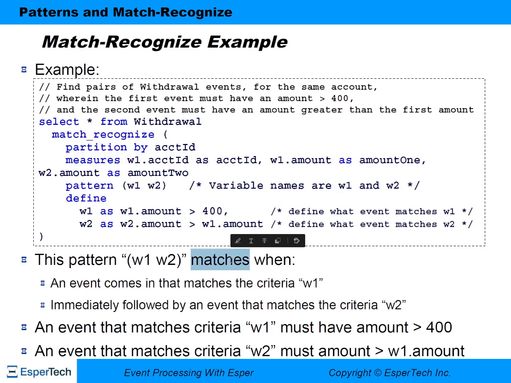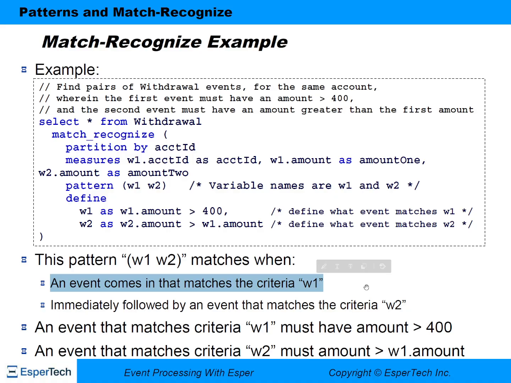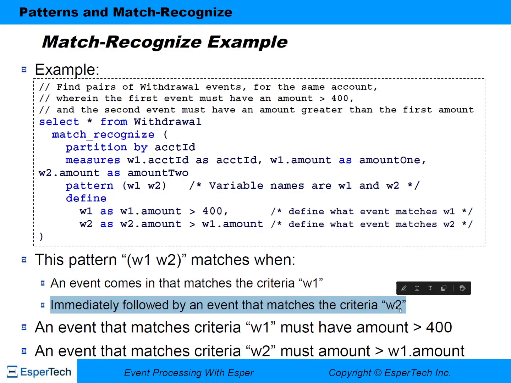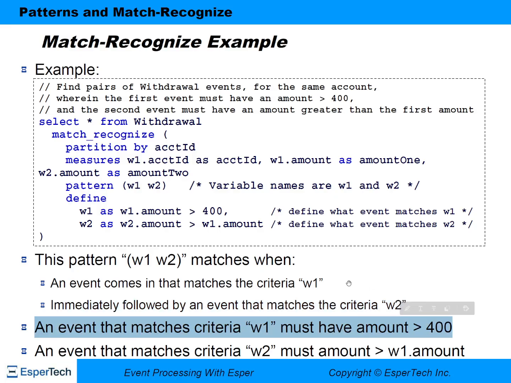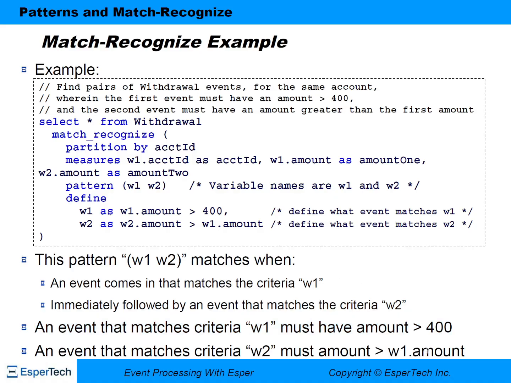The pattern this is looking for is W1 W2. It matches when an event comes in that matches the criteria W1, immediately followed by an event that matches the criteria W2. An event that matches criteria W1 must have amount greater than 400. An event that matches criteria W2 must have an amount greater than W1.amount.